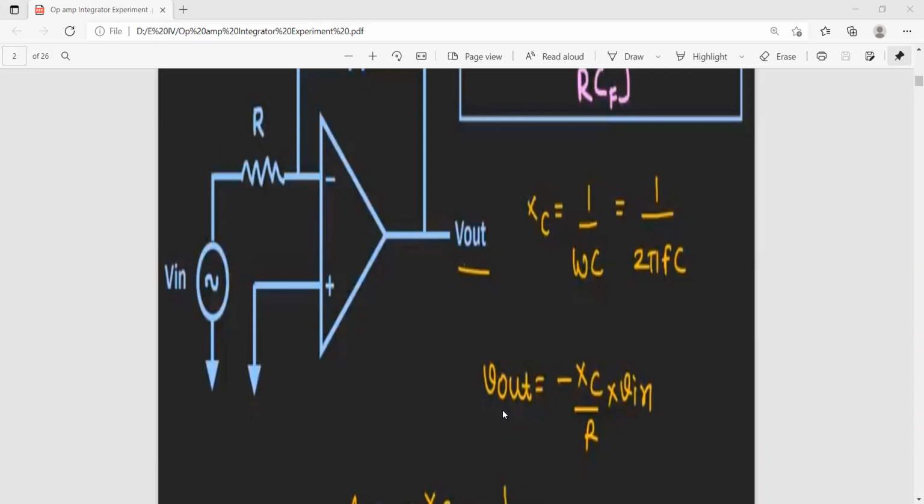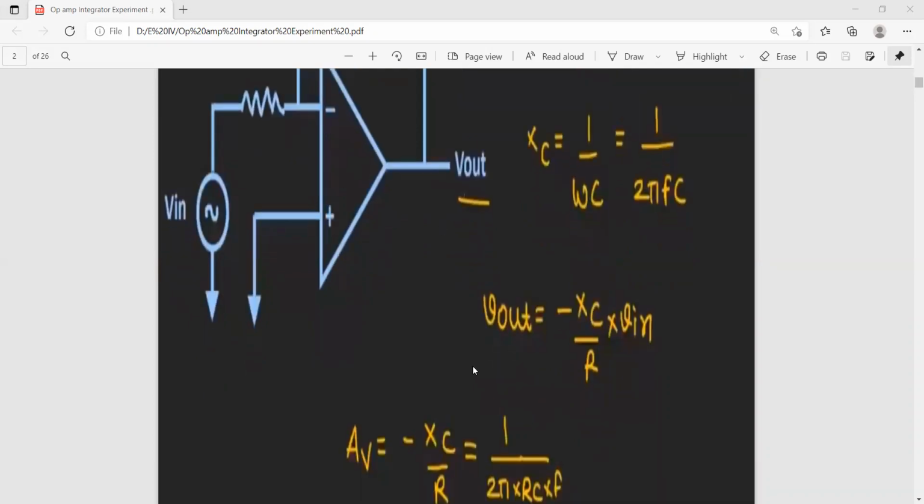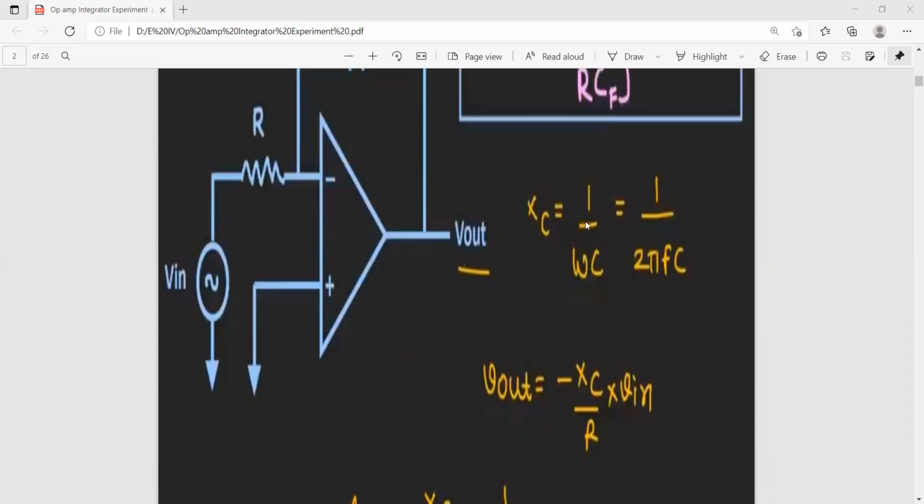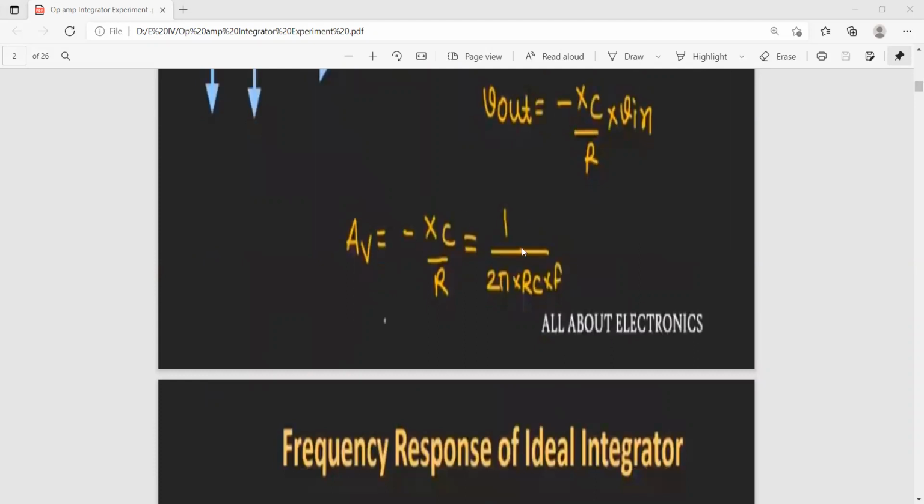V out by Vn is generally the gain of the amplifier. Gain of the amplifier is output voltage divided by input voltage, which is equal to V out by Vn, which is equal to minus XC by R. So AV is equal to minus XC by R, where XC can be taken as 1 by 2 pi RC, you can substitute. Then the gain is equal to 1 by 2 pi into RCF.